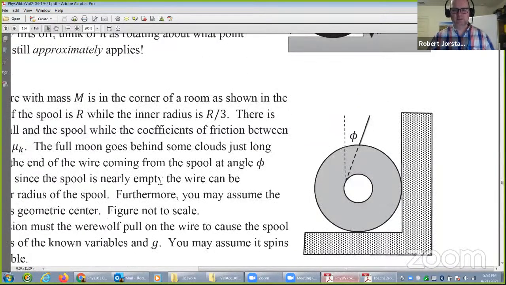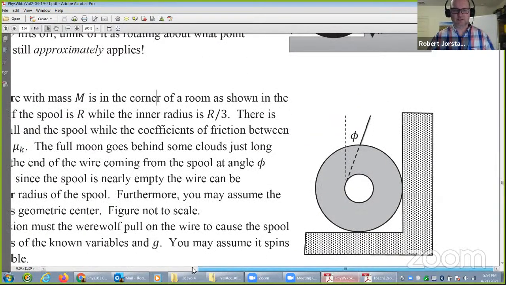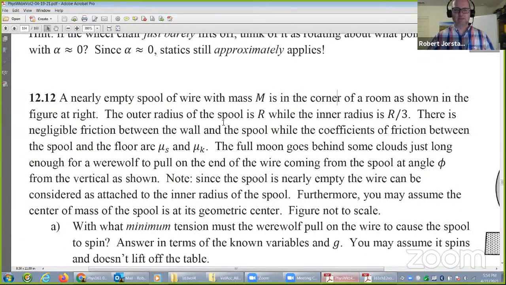Let's see what we know in this problem. This is just the next problem. You have a nearly empty spool of wire. Looks like we know the mass. We know the outer radius. We've got an inner radius. There is negligible friction at the wall. There's some.